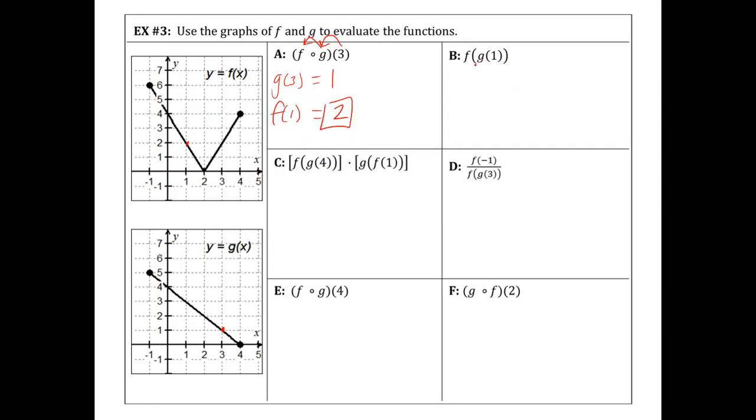Okay, when it's written in function notation form, you work your way from the inside to the outside. So we have F of G of 1. So this time we're finding G of 1 first. So I'm going to go to graph G, go to x equals 1, find its output, and the output is 3. Now I'm going to go to F of 3. So I go to function F, go to 3, its output is 2. So my final answer is 2.